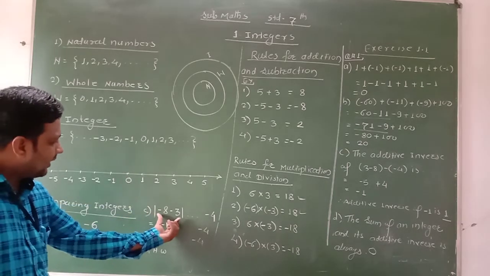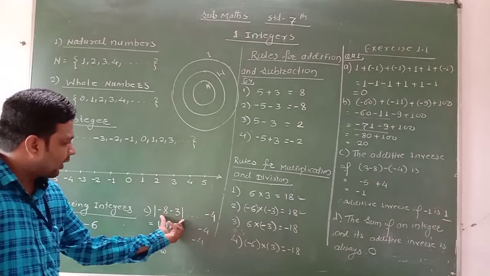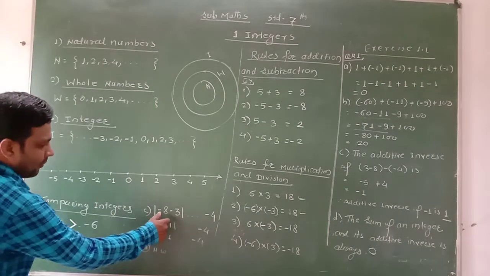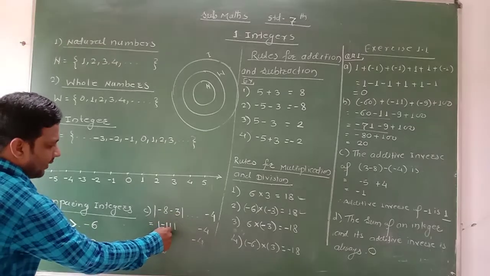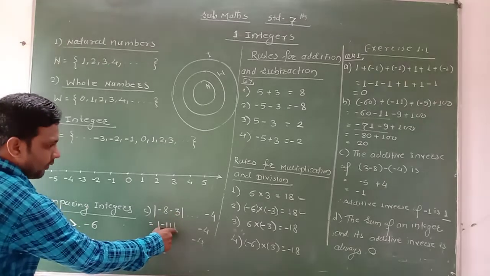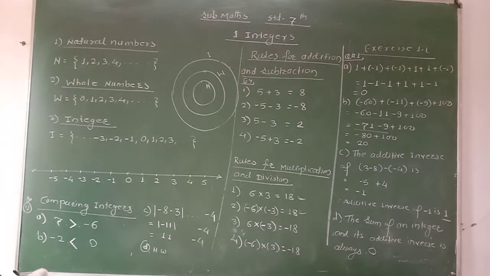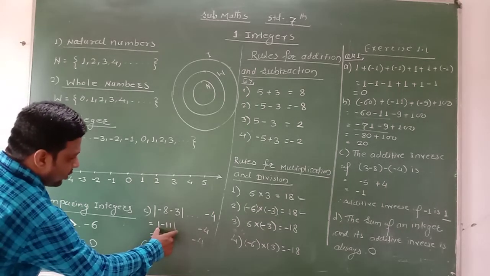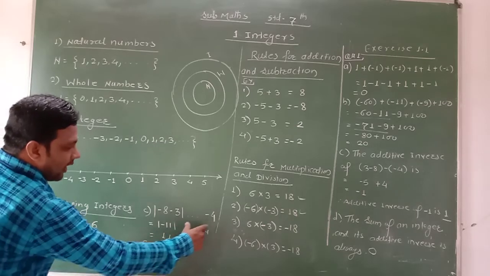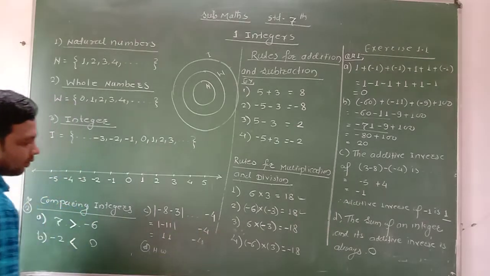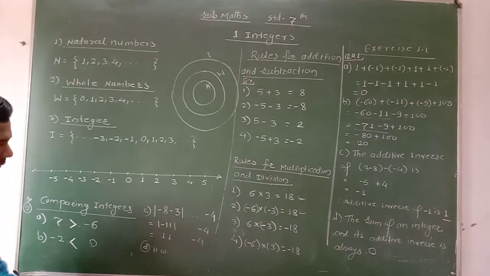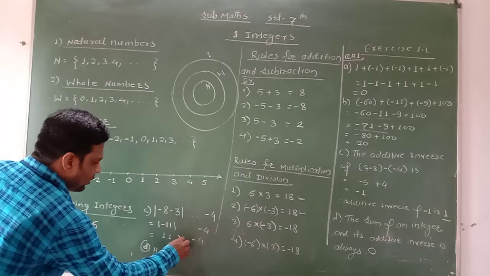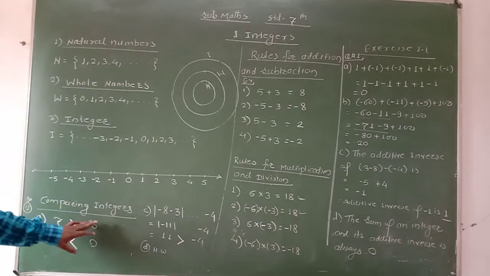And C example is given. It is given like that, absolute value of minus 8 minus 3, and here minus 4. First we solve this. Minus 8 minus 3, here we get minus 11, and this represents the absolute value, and absolute value of any integer is always positive. Therefore the absolute value of minus 11 is equal to what? 11. Another integer is given, minus 4. Now which integer is greater here? Obviously positive integer is greater than the negative integer. In this way you have to compare the integers.